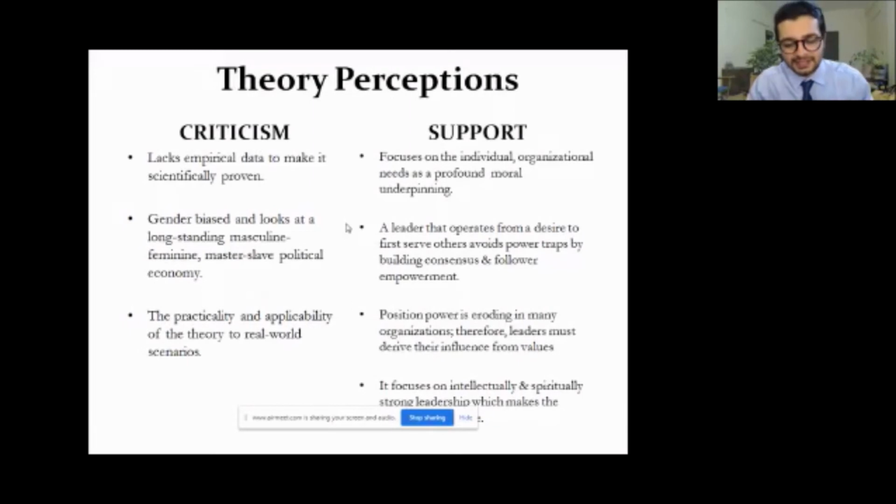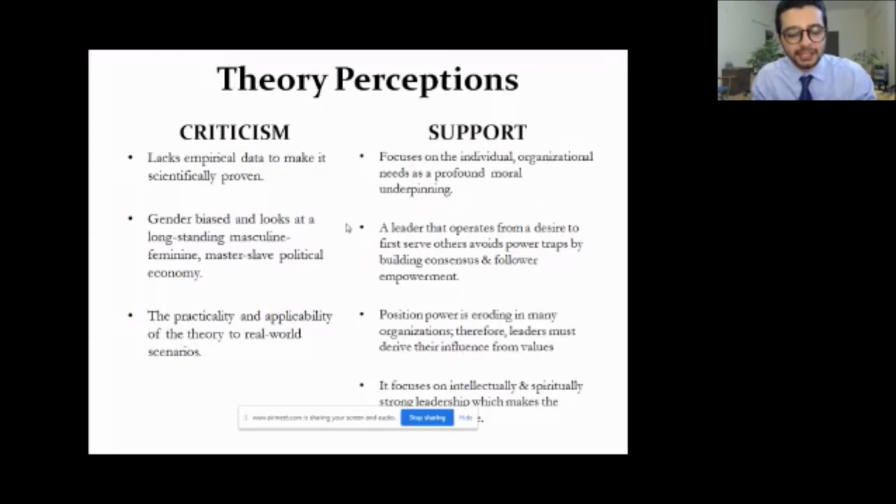Now, obviously, with this theory, there were going to be certain criticisms and certain supports. Well, let's just talk about the criticisms. The first is that it lacks empirical data to make it scientifically proven. Yes, it is true that to be scientifically proven, you need data, you need numbers. But when it comes to an abstract matter like leadership, and that too with us being a different kind of leader, there might be a lack of empirical data to prove it. I agree to that. But when it comes to my own perspective of how it has helped me, it has helped me in a tremendous way.